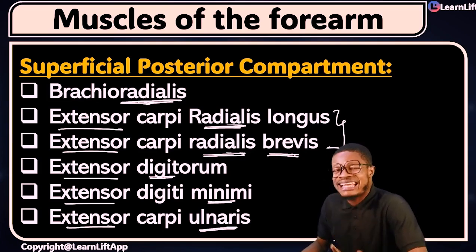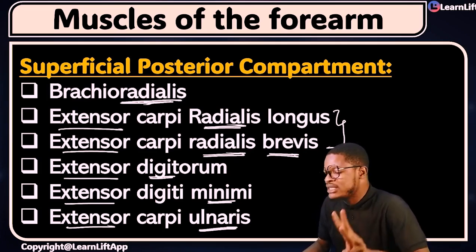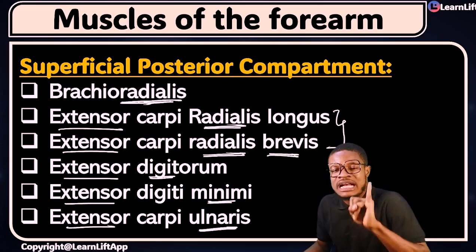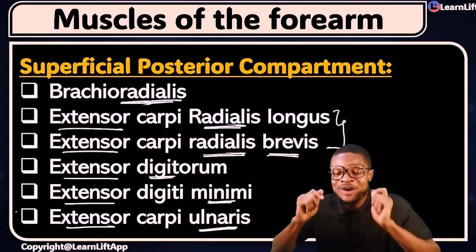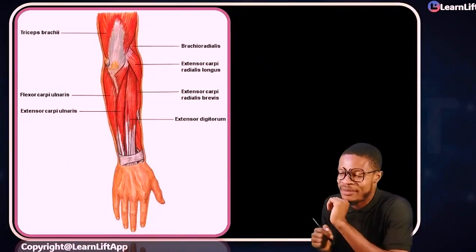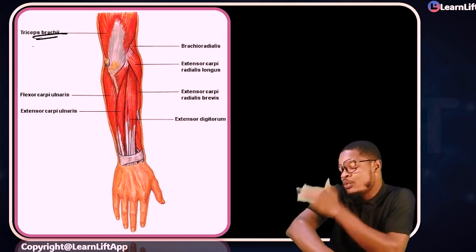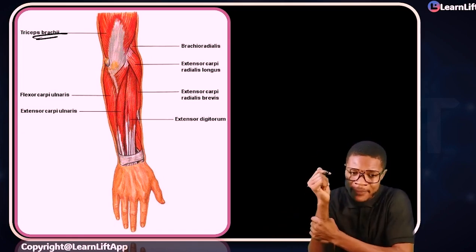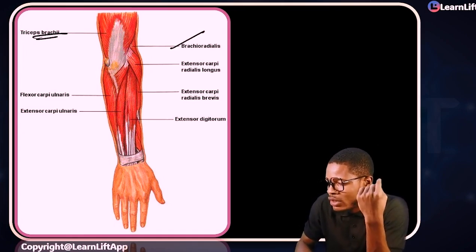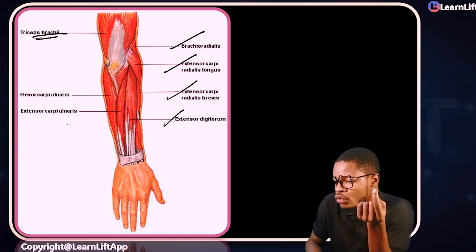Number 2, extensor carpi radialis longus. Then the extensor carpi radialis brevis. Then we have the extensor digitorum, extensor digiti minimi, extensor carpi ulnaris. Now look at this very fast. From this diagram here, nothing concerns triceps brachii because triceps brachii is in the arm, not the forearm. If you come down to the forearm, you can see your brachioradialis is here, extensor carpi radialis longus, extensor carpi radialis brevis is there, extensor digitorum.